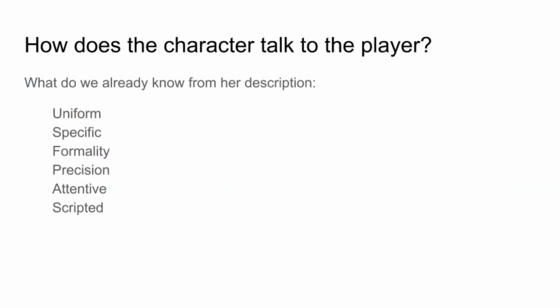For our final stage, let's think about dialogue. In our talk to the clerk text box, how is the young woman going to talk to the player? What do we already know from her description? She has access to information, she wears a uniform, she conducts business in a very specific and formal way, so we can assume she'll be fairly formal, precise, and keen to aid the player with information. We can also assume she works from a script and has said the same thing many, many times.